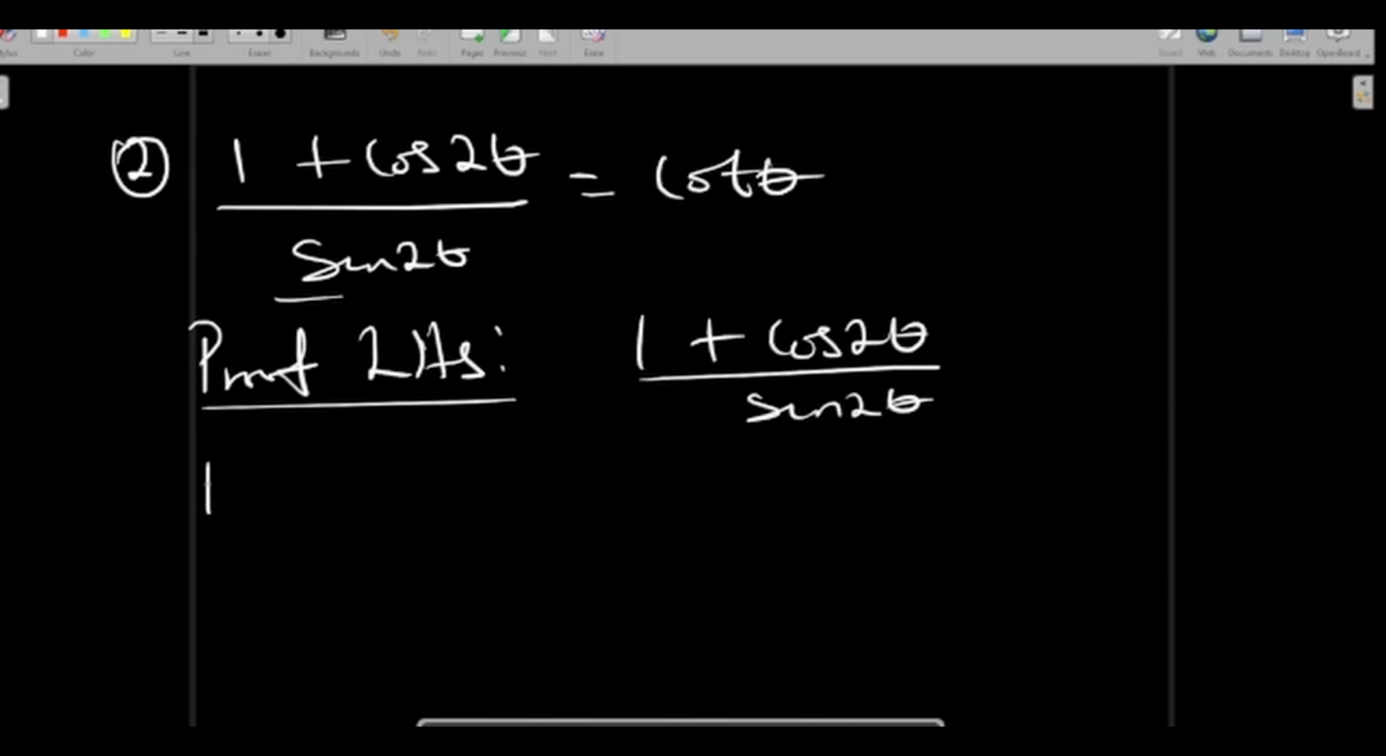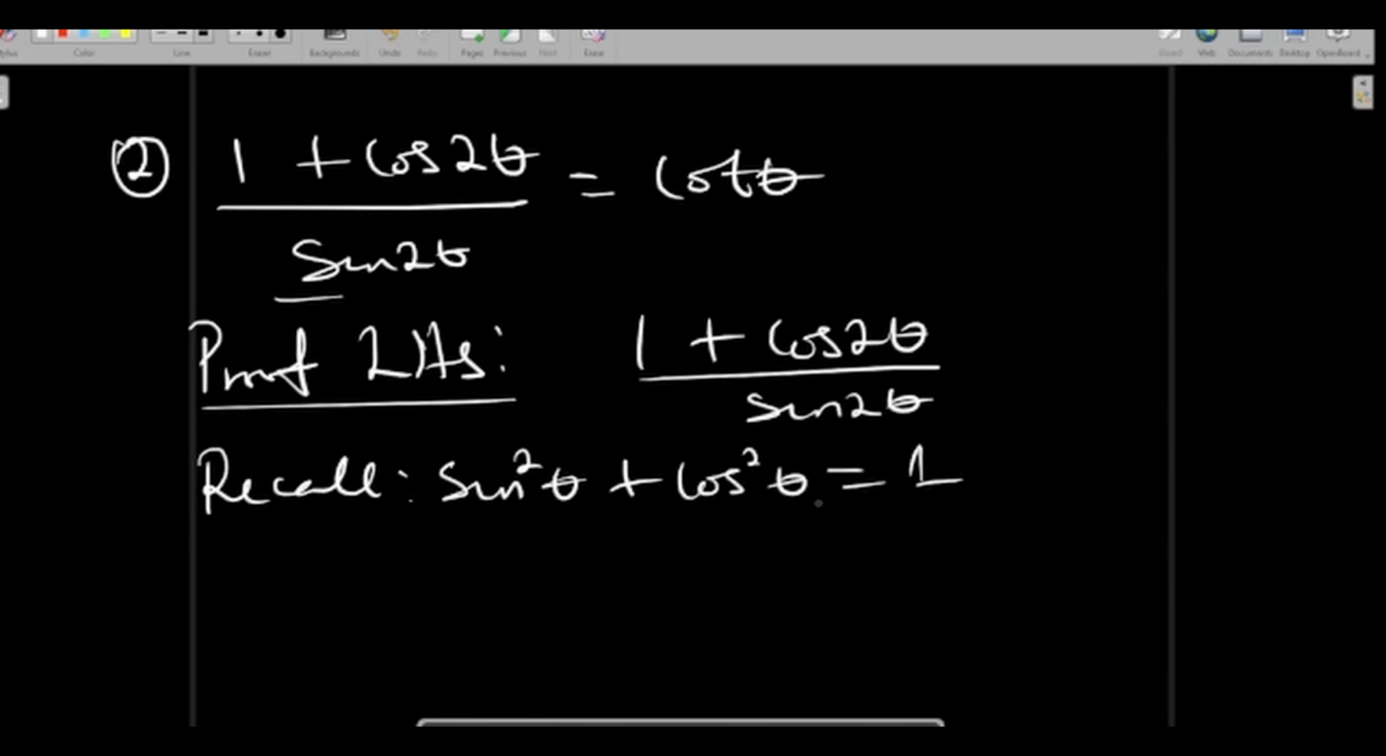Now, we need to recall that we have a Pythagorean identity that says when you have sine squared theta plus cos squared theta, this is equal to 1. This is a Pythagorean identity, and you need to memorize this. It's really very important in your journey. But when it comes to proving trig identities, you can't do without memorizing these identities, right? This means that if this expression here is equal to 1, I'm going to replace everything here with sine squared theta plus cos squared theta.